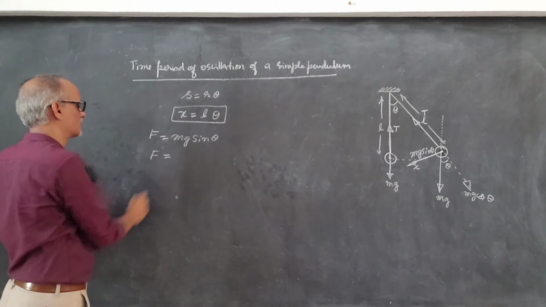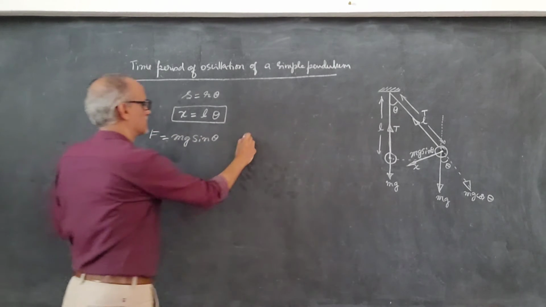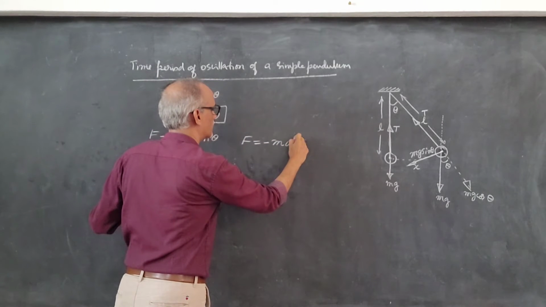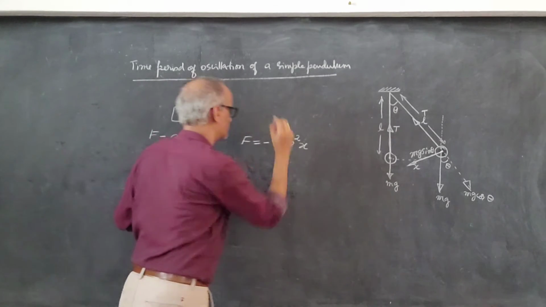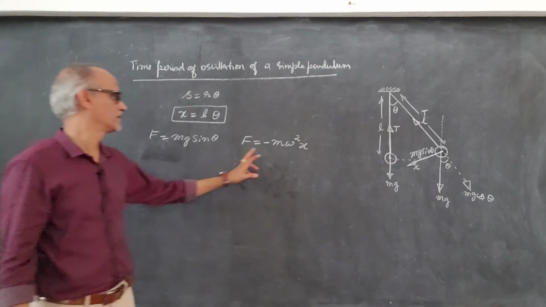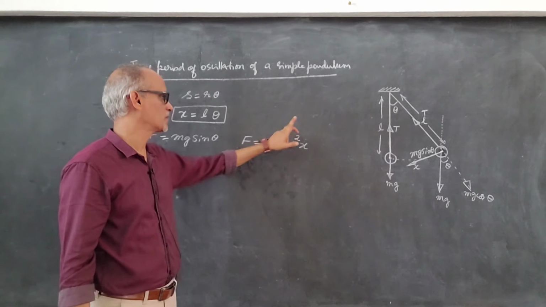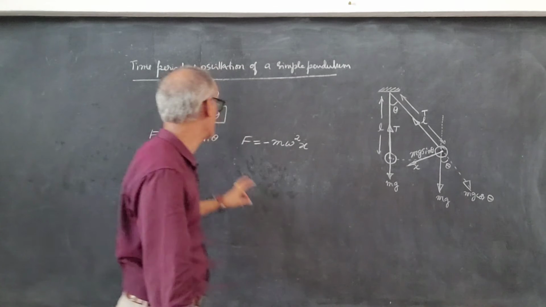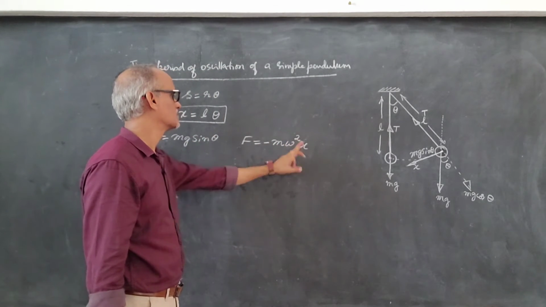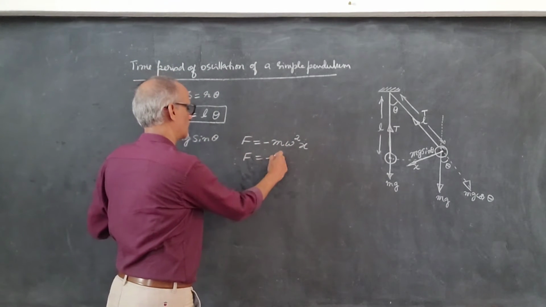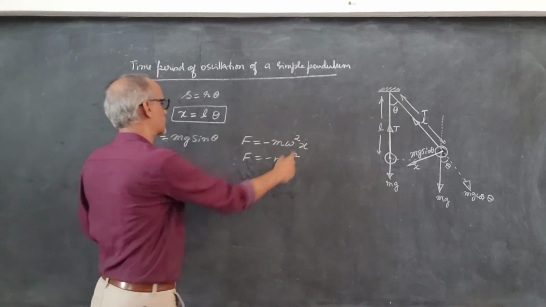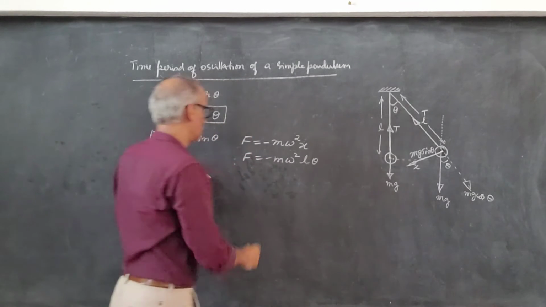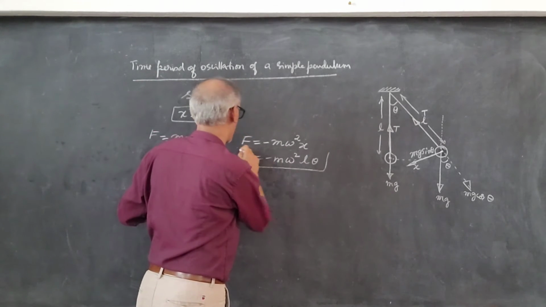We also know that the restoring force is given by F is equal to minus m omega square x. Yesterday we derived it. I had given it in the form of y, but here the displacement I have taken as x, so that's why F is equal to minus m omega square x. We know x from here: x is nothing but L into theta. So this is the restoring force.